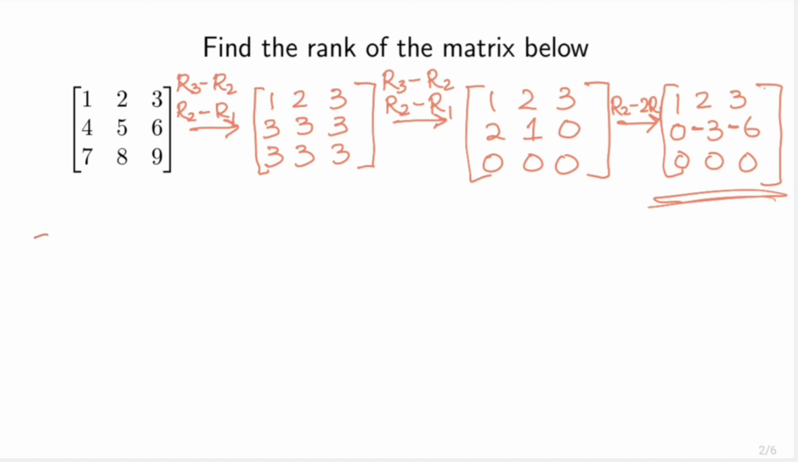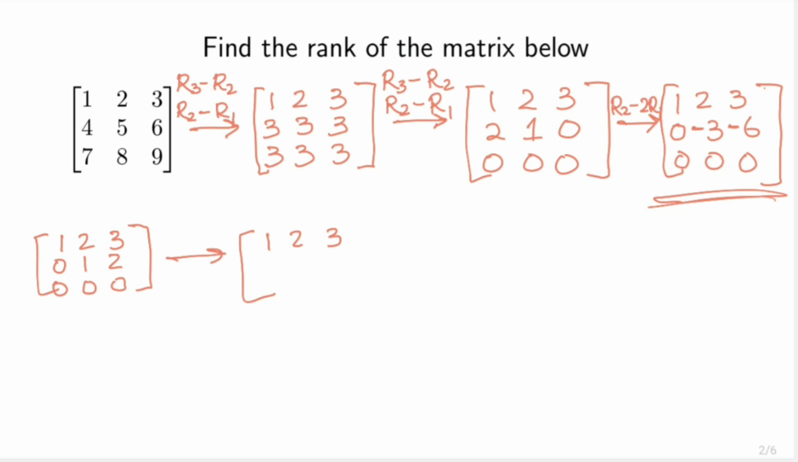So the first row remains unchanged, 1, 2, 3. And then we have here 0, 1, 2, because we divide the second row by minus 3, and then we still have our row of zeros. So that gives us the row echelon form. We can continue to get the reduced row echelon form, but that's not going to change anything. It's not going to change the rank, but let's do it and see.